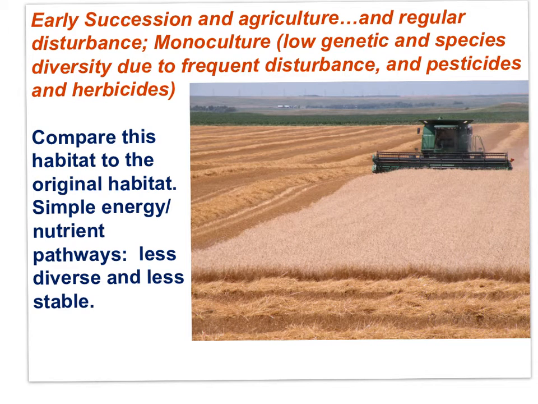Agricultural ecosystems are typically early successional stages with regular disturbance, plowing. As well, many of our agricultural systems are monocultures with low genetic and species diversity. Diversity is additionally low because of the frequent disturbance and the use of pesticides and herbicides. Relative to the native habitat, whether that be prairie or forest, the agricultural system is of low complexity with very simple food chains. The agricultural system seen in this image is not stable.